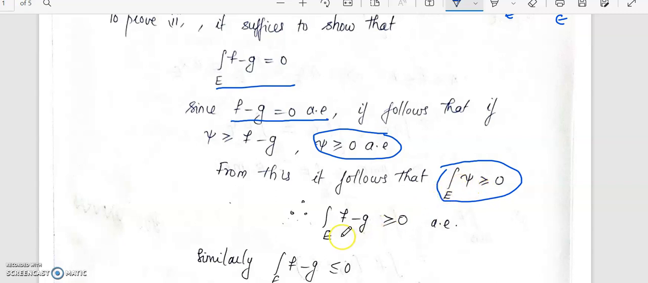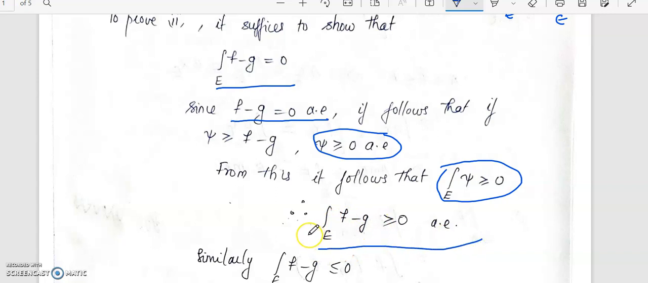Now integral over E of f minus g will be the infimum of all these values. So if you have xi such that xi is greater than or equal to f minus g, the infimum of those will be our required integral. So therefore, since for all xi integral over E xi is greater than or equal to 0, the infimum also will be greater than or equal to 0. So we can conclude that integral over E of f minus g will be greater than or equal to 0.